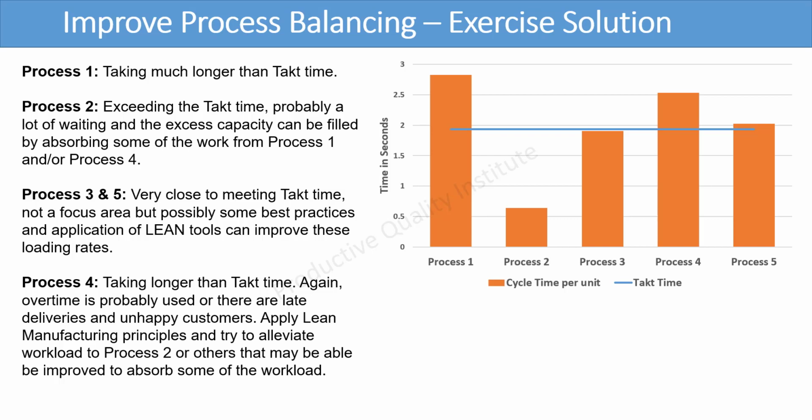Process 4, taking longer than takt time. Again, overtime is probably used or there are late deliveries and unhappy customers. Apply lean manufacturing principles and try to alleviate workload to Process 2 or others that may be able to be improved to absorb some of the workload.